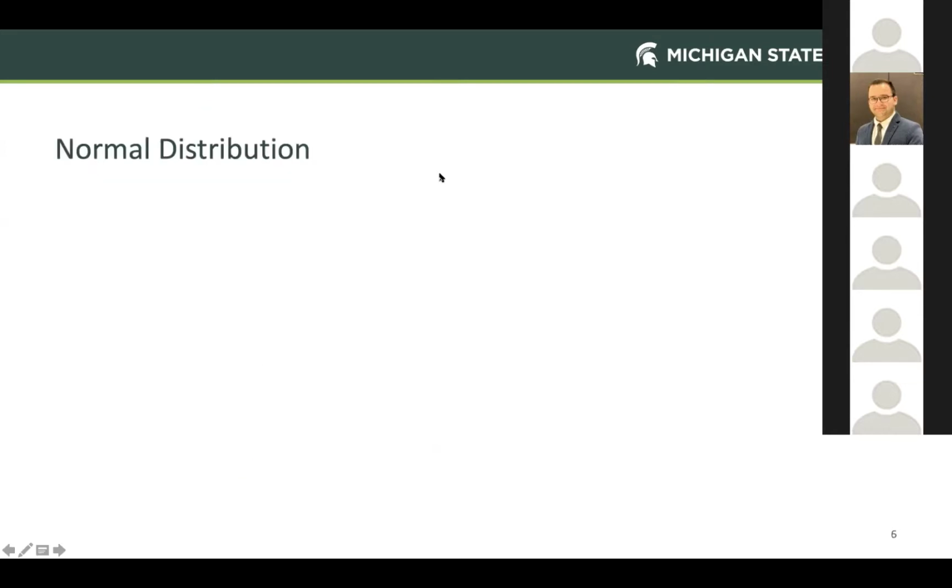Okay, and so the most widely utilized distribution is referred to as the normal distribution, and hopefully we're all relatively familiar with the normal distribution. It's often characterized by its shape. Does anybody recall what shape we generally refer to the normal distribution as?